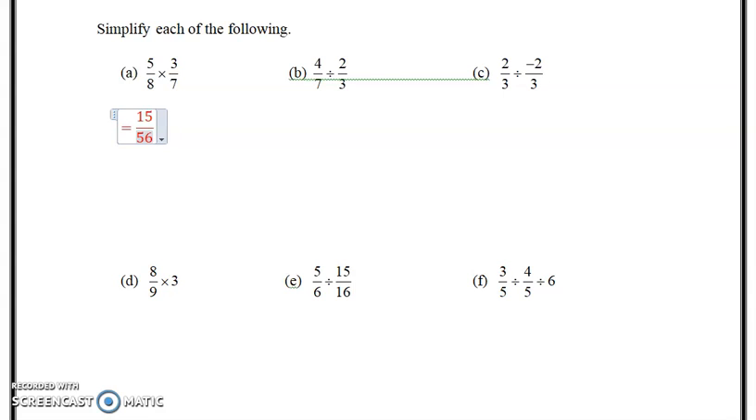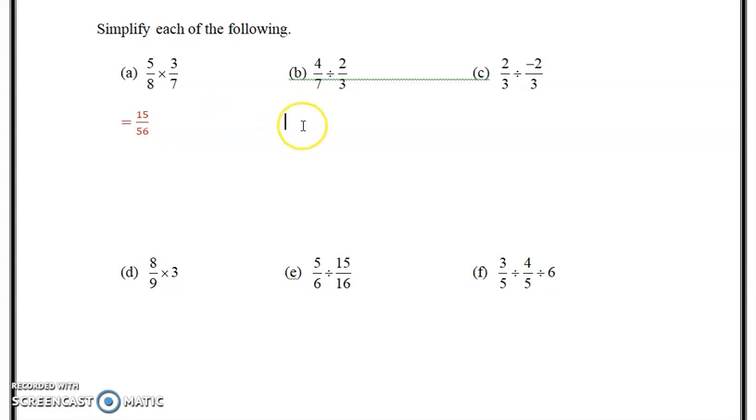Now we check to see if it can be simplified. The factors of 15 are 1, 3, 5, and 15. The factors of 56 are 1, 2, 4, 7, 8, 14, 28, and 56. So obviously it doesn't simplify. Okay, I know some of you have those neat calculators that will do that for you. Oh, here we go. The next one is the division.